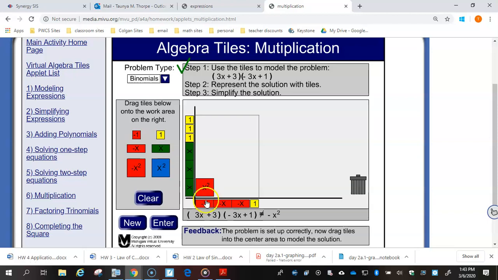So the same thing would apply. Negative x times x is negative x squared. What's negative x times 1? Negative 1x.